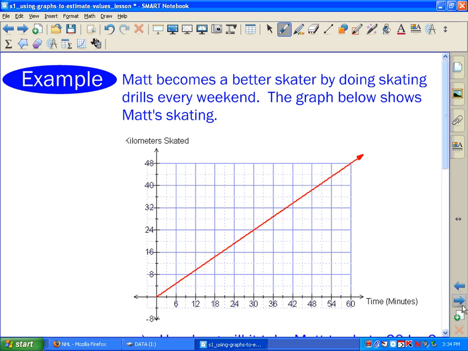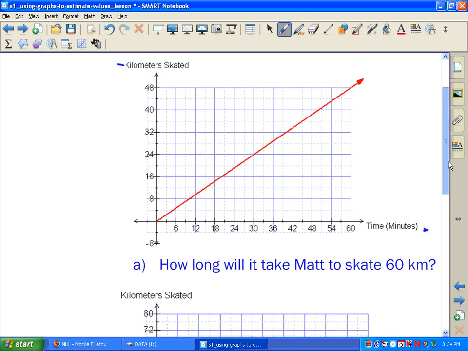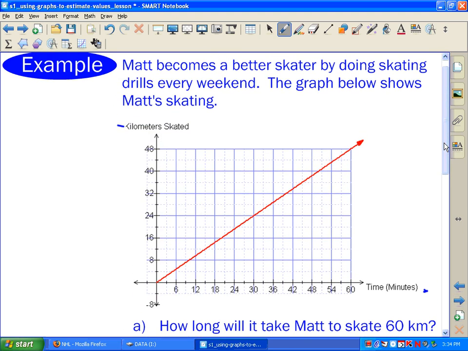Another example. Matt becomes a better skater by doing skating drills every weekend. The graph below shows Matt skating. So we've got kilometers skated up here, and we've got time in minutes down here. How long will it take Matt to skate 60 kilometers?